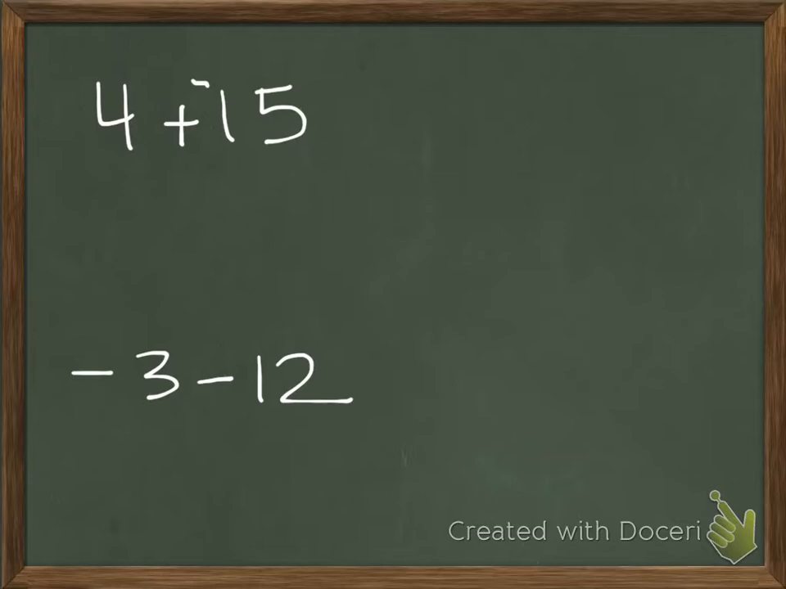So we're going to do 4 plus negative 15. That means 15 minus 4, which gives us 11. And since negative 15 would give us the higher absolute value, our answer is going to be negative 11.